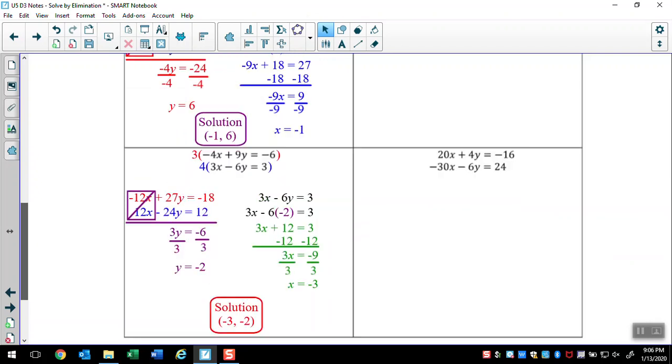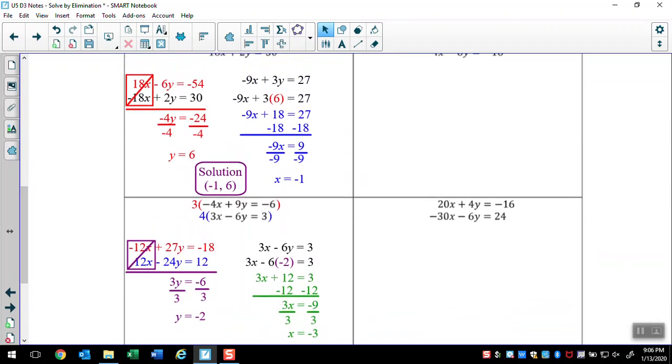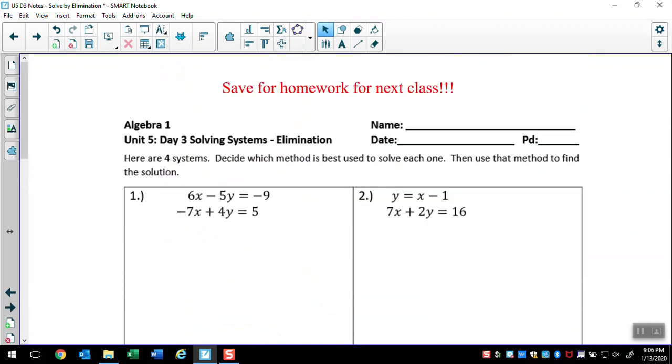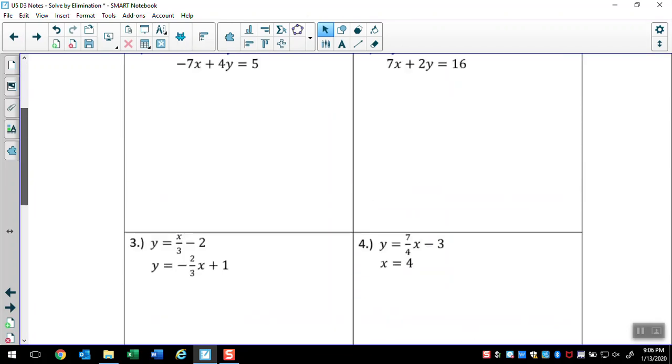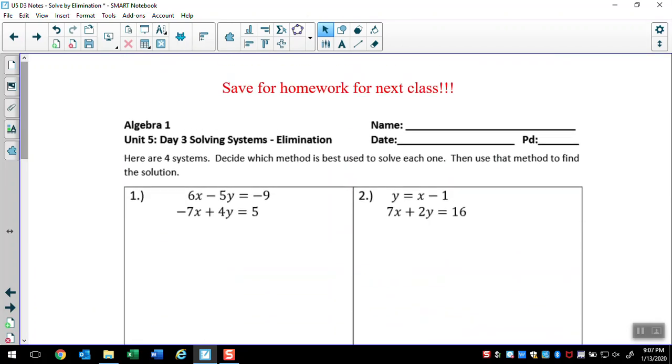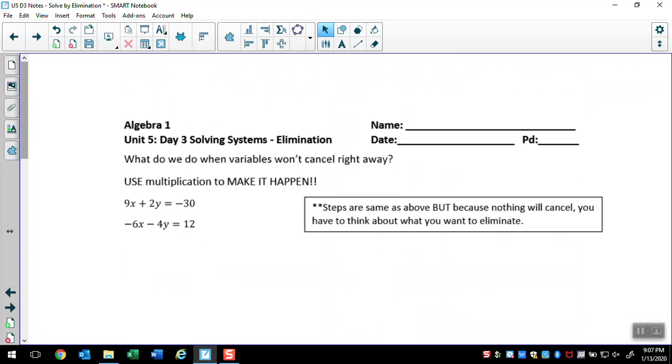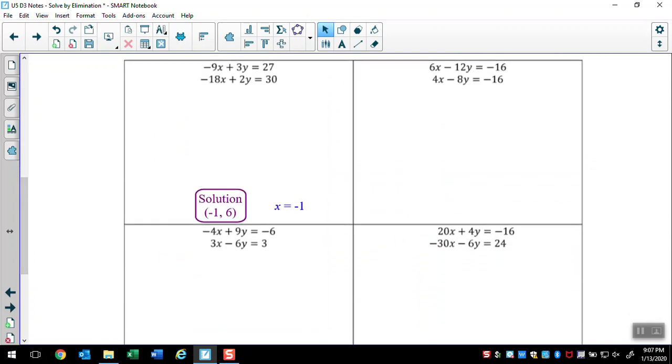All right, I want you to do these last two problems on your own. There is a set of problems on the next page. We're going to save these last few problems for your homework for next class. So your job now is to go ahead and complete these two try-on-your-own problems, and I will see you next class.